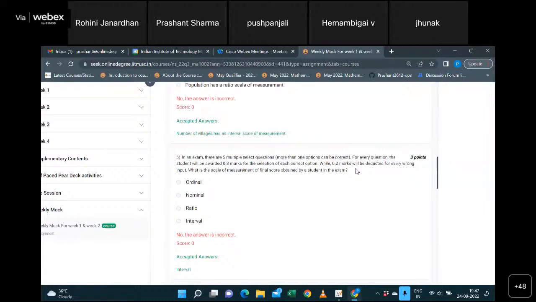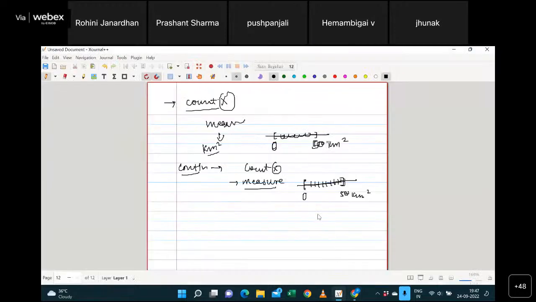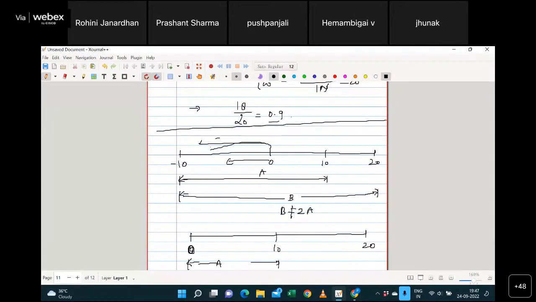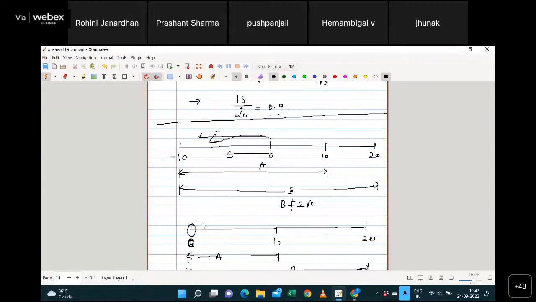Then again, consider the meaning of zero. Suppose someone got -2 marks and I get 0 marks, then my marks are greater than -2 marks. That's why I explained here: if it can take values below zero, then it will be interval scale only. If the base is only zero, then it will be ratio. Okay, sir. Thank you, sir.